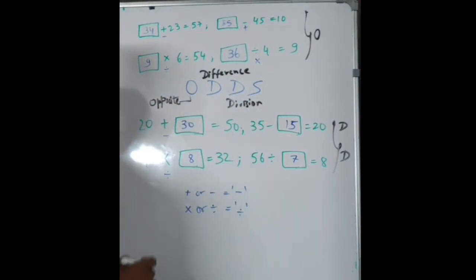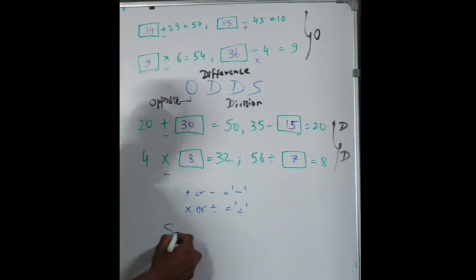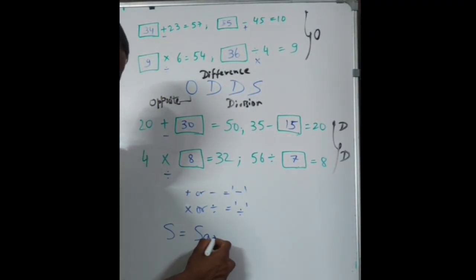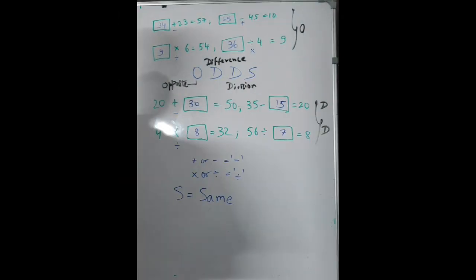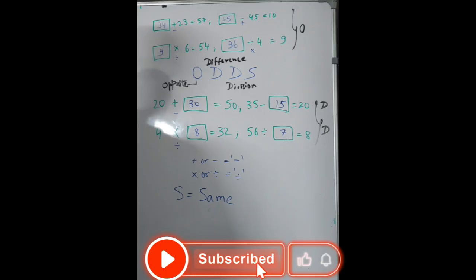The last method, S, stands for same. Since this is the third method, it is used to find the third term of the equation, which is very straightforward since we just have to do the same as the operator mentioned in the equation.